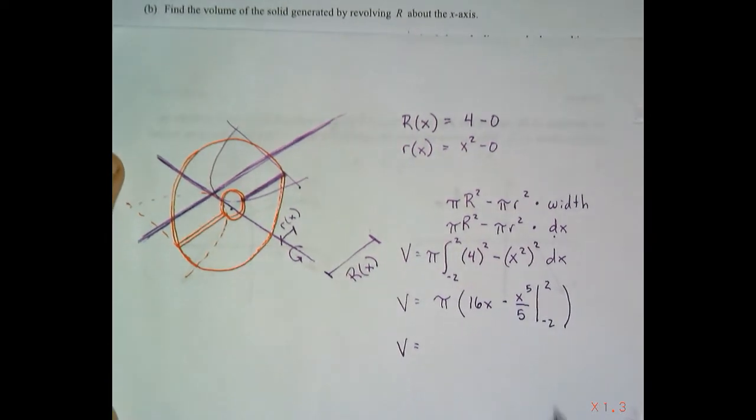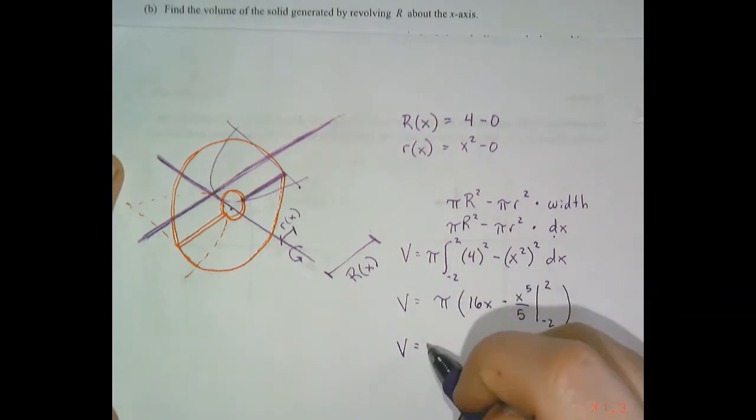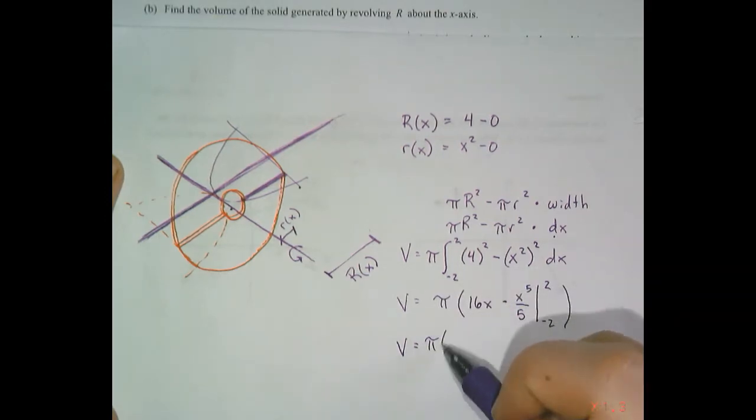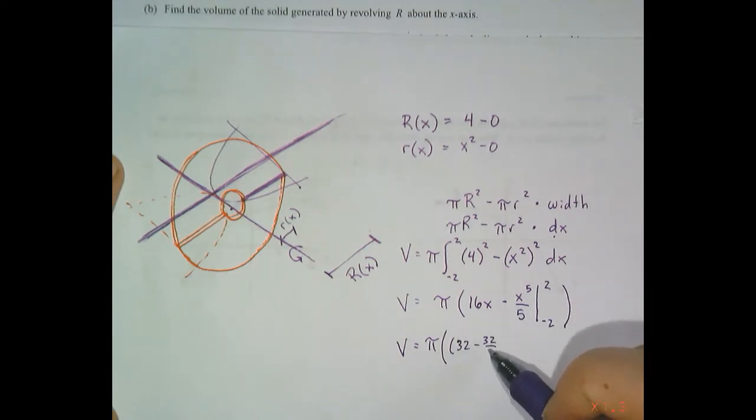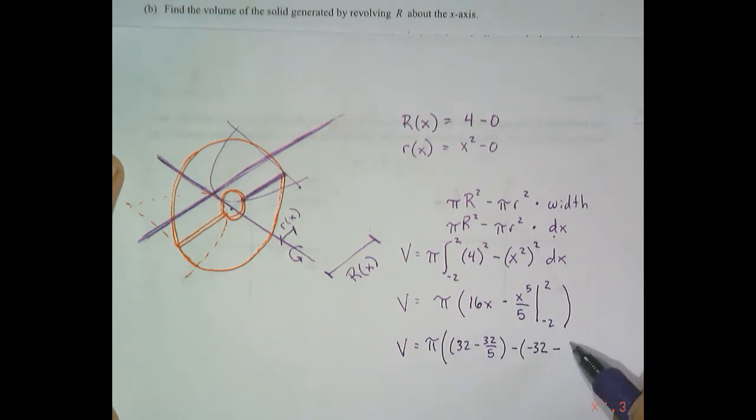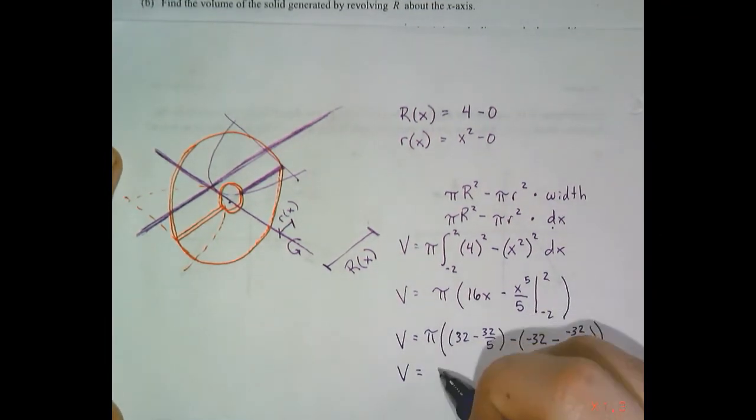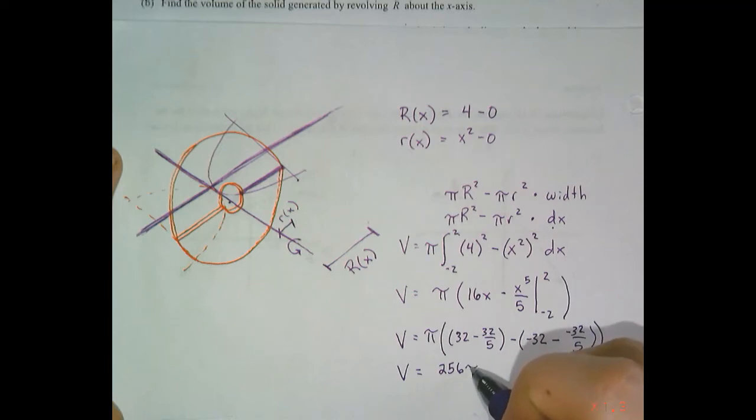Then we want to plug in our upper boundary into the antiderivative and our lower boundary and subtract the 2. So we have pi times the quantity 32 minus 32 fifths, subtract -32 minus -32 fifths. This is our numeric answer and will be entirely sufficient to get credit for the problem. If we went through the route of simplifying the expression, it reduces down to 256 pi over 5.